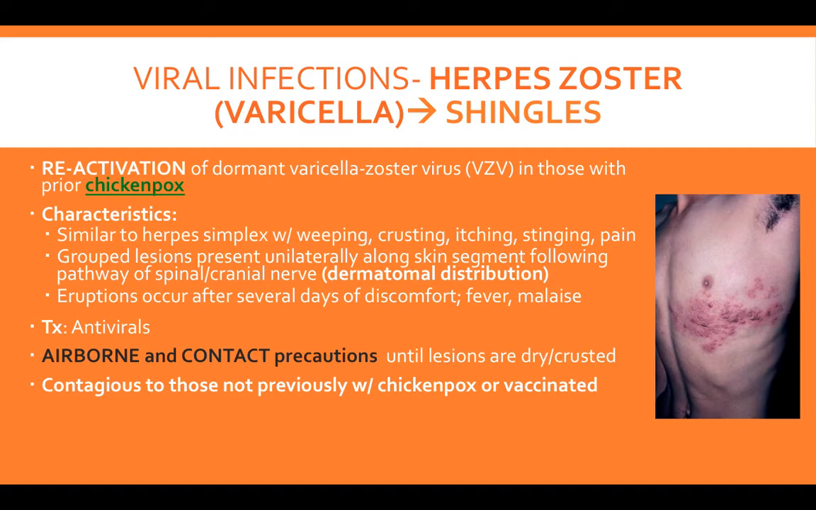Herpes zoster, otherwise known as shingles, is another type of viral infection. It is caused by a reactivation of the dormant varicella zoster virus in those that have previously had the chickenpox. So if we suspect shingles, we really need to be asking these patients if they've had the chickenpox in the past.